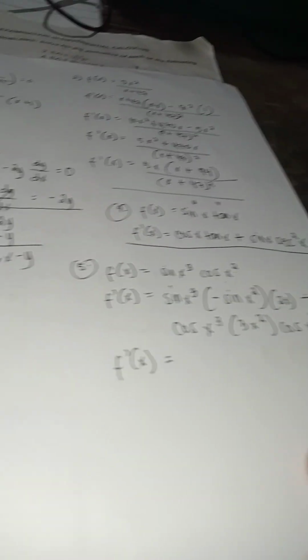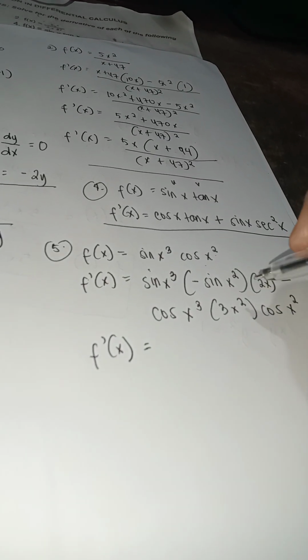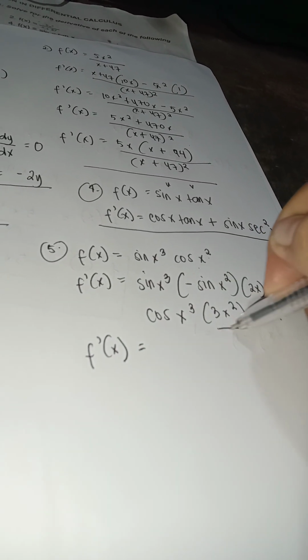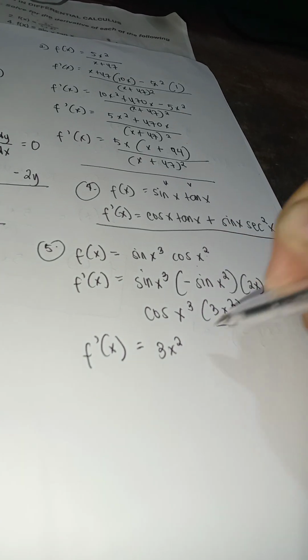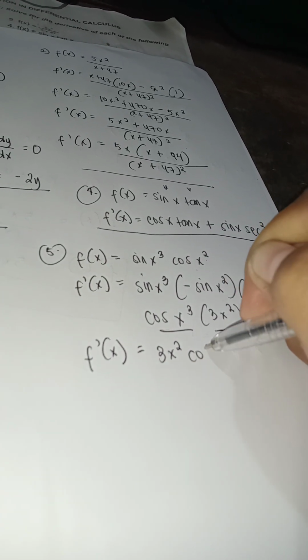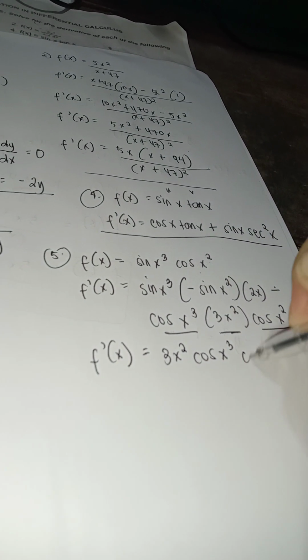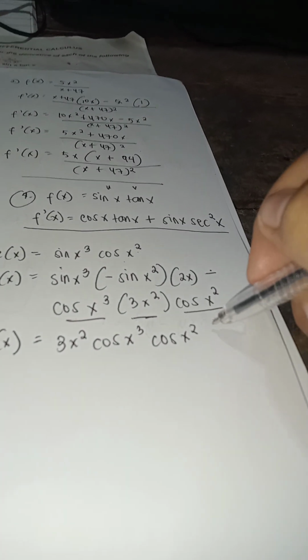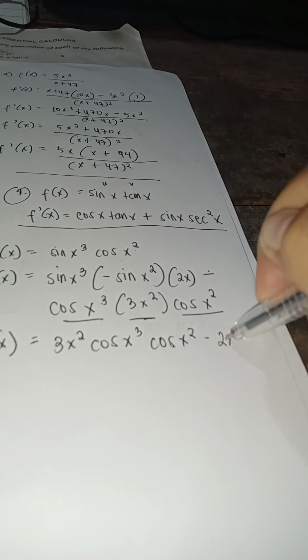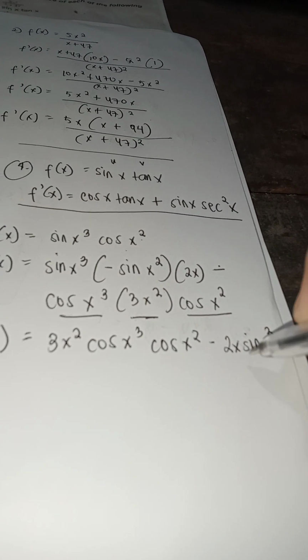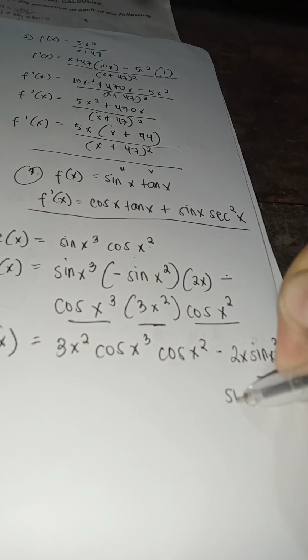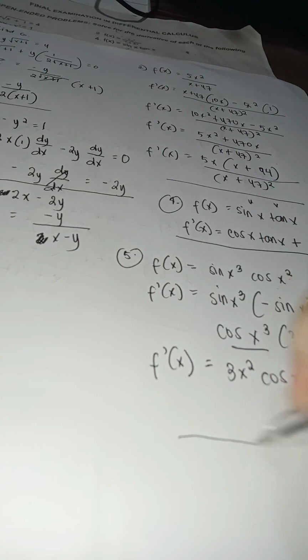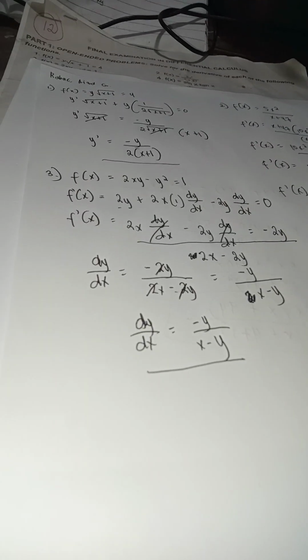So write the cosine first. So first this 3x squared, copy this cos x cubed, this one cos x squared, minus 2x sine x cubed, continuation sine x squared. So this is our final answer. So let's proceed with number 6.